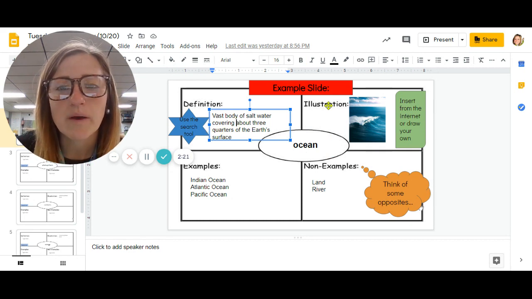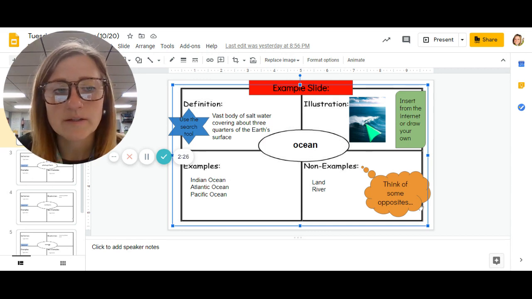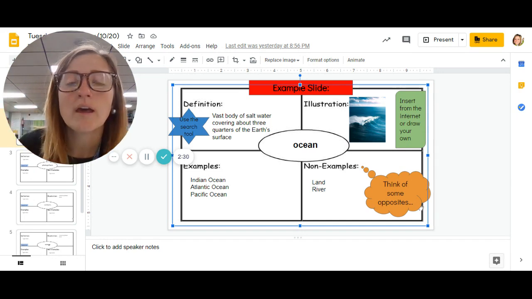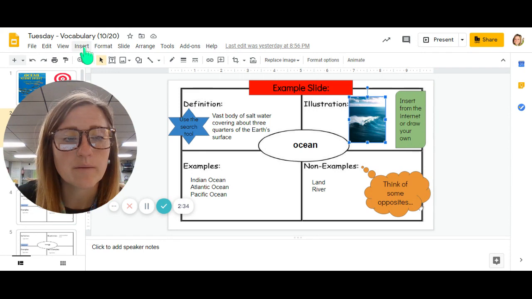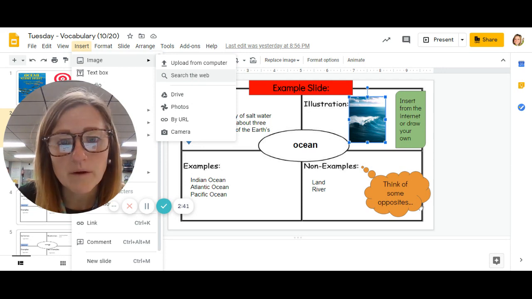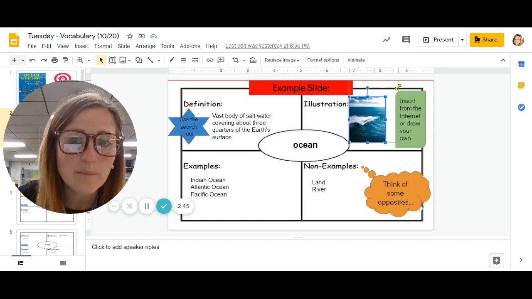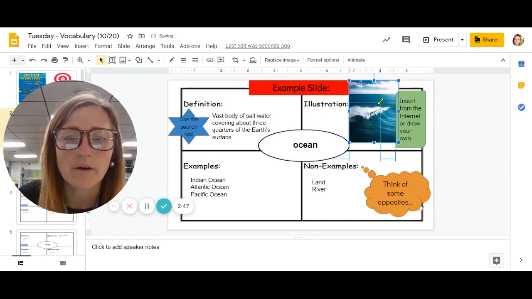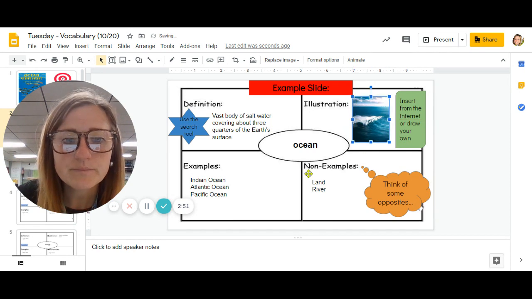In the second box, you have illustration. Now, if you are interested, you can always draw your own picture and take a picture of that drawing, or you can insert a picture from the web. So if you do insert image and you search the web, you could type your word in. My word was ocean, and then I can insert a picture, and you have to use the blue boxes on the corner to make it fit into this space.